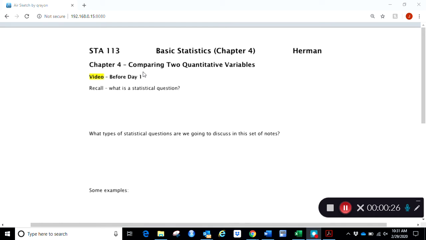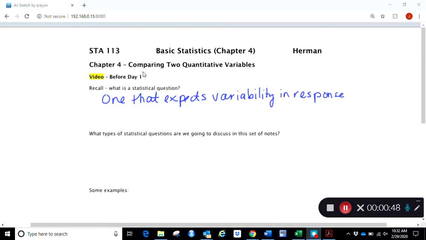So first is a reminder of what a statistical question is. It is a question that expects variability in our responses, so we don't expect to get the same answer. We expect to get different answers from people as we ask them. And we're going to be using data to answer that question.